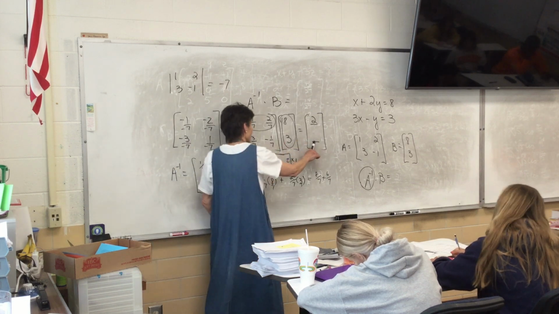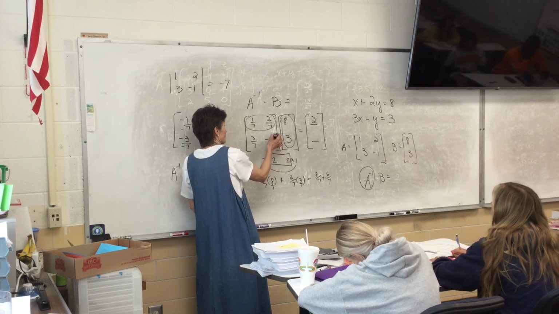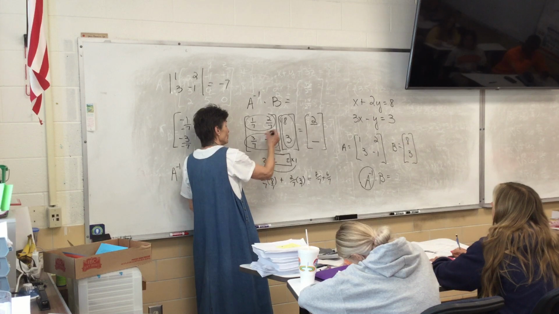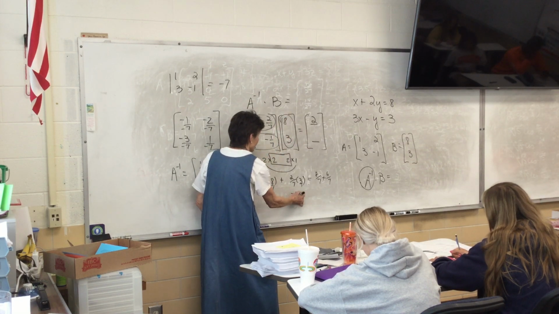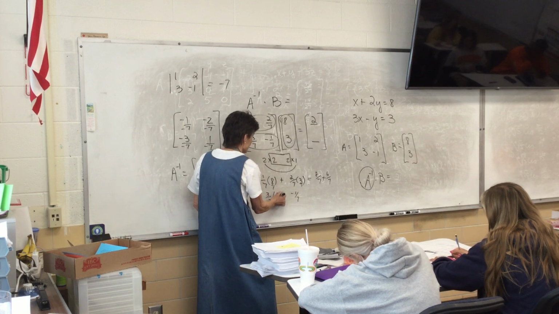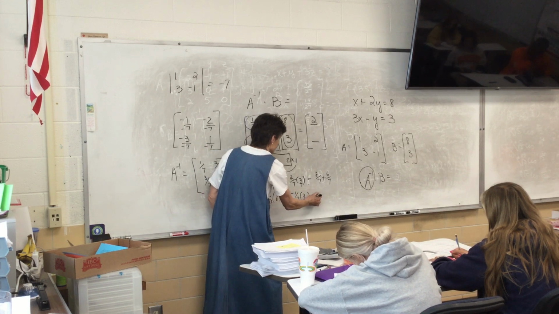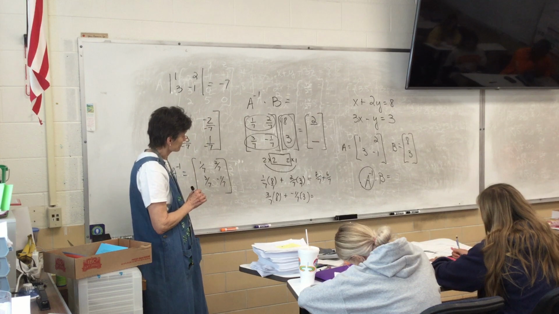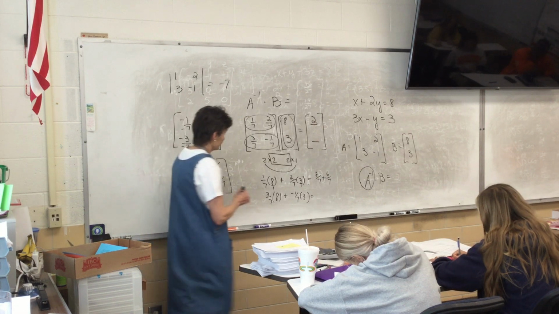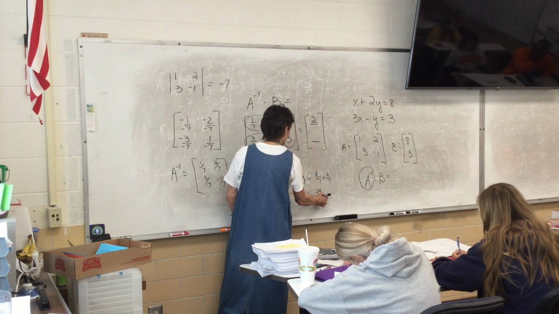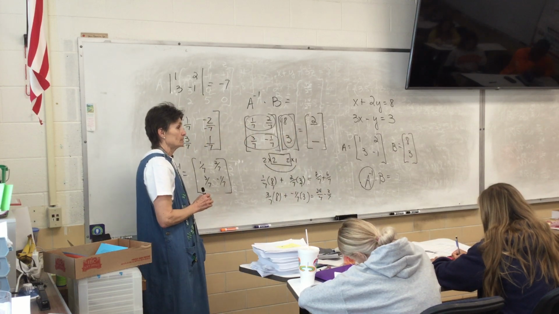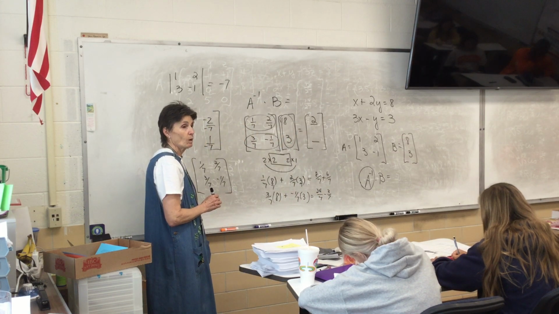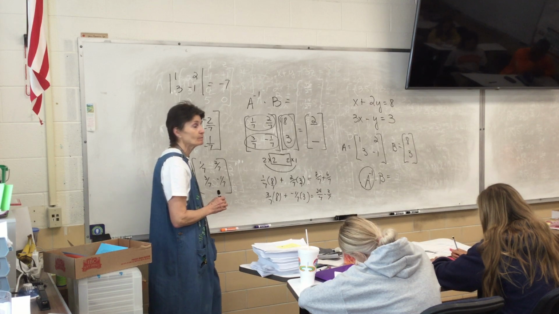And then how do I get this number? Row 2, column 1. So 3/7 and -1/7 times 3. 24 minus 3/7. 21/7, which is 3.